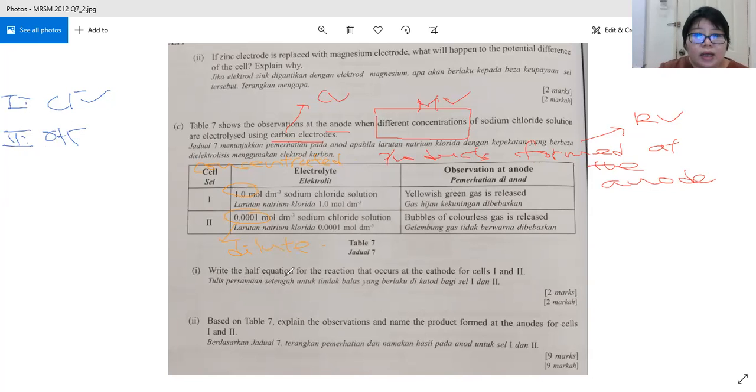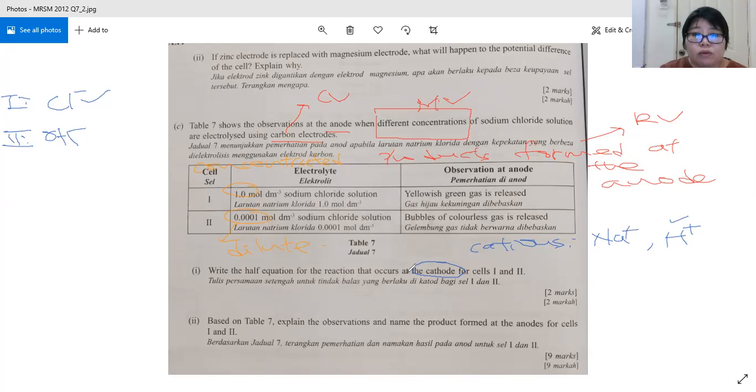Now, part 1. Write half equation for the reaction that occurs at cathode for cell 1 and cell 2. Okay, so now for cathode at cell 1 and cell 2, we are actually looking at the cations. Now, what are the cations that are present? From the sodium chloride solution, you are having the sodium ion and the hydrogen ion. I hope you agree with me. And the hydrogen ion is actually lower in the electrochemical series, and straight away, we are going to put it to be selectively discharged.